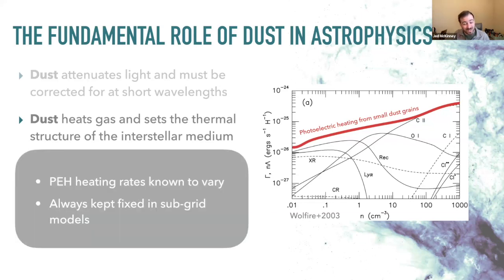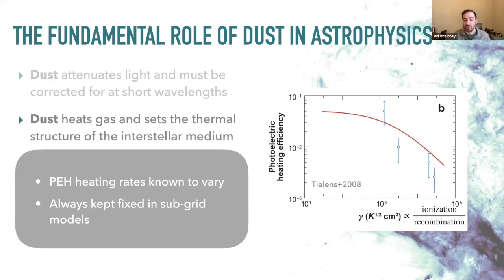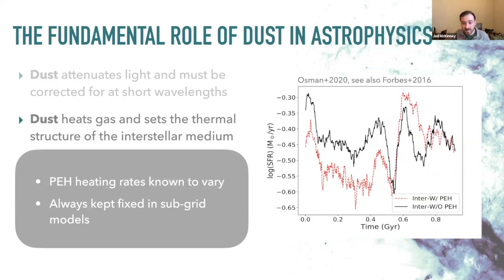But this photoelectric heating rate is actually known to vary, but nevertheless, it's always kept fixed in subgrid models. We see it vary both in models of dust grains, but also in the interstellar medium. And when you flicker photoelectric heating on and off in galaxy simulations, you can see a strong impact on the star formation rates. That's what I'm showing here. This is the star formation rate as a function of time in a galaxy simulation, and turning the heating from dust grains on and off drastically changes the star formation rates. So you need to understand dust to understand how it impacts star formation.